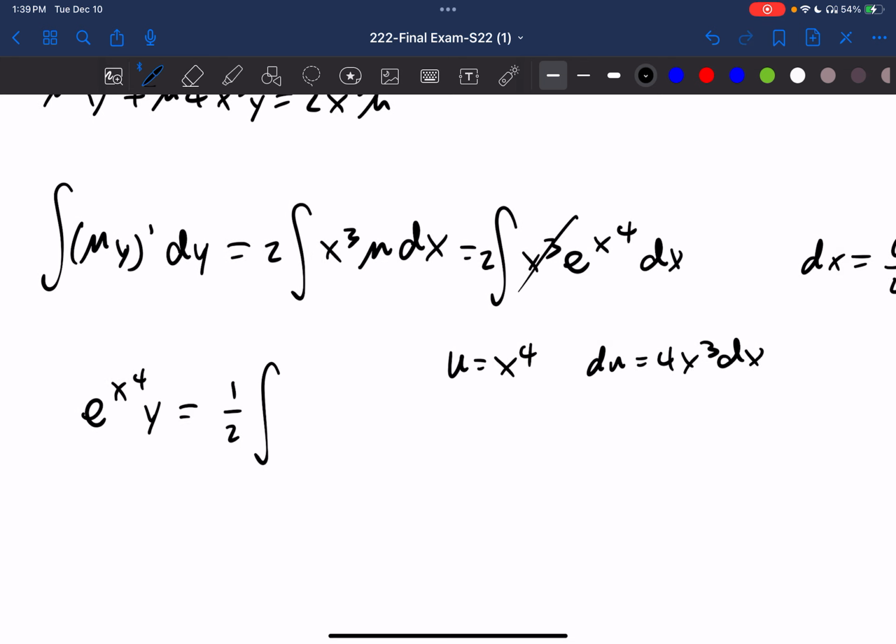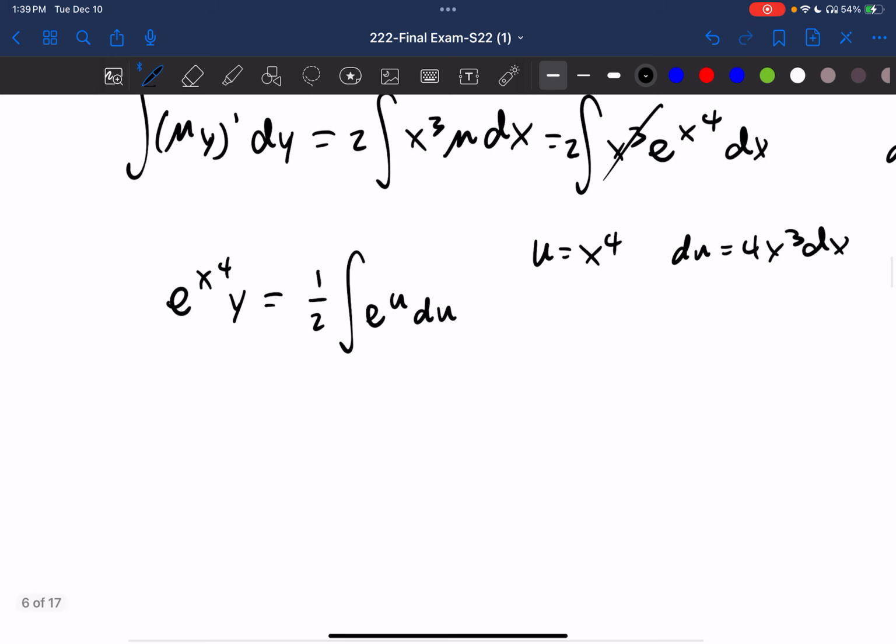The integral of e to the x to the fourth power, we set that as u. So it's just e to the u power du. Now this is very basic. I wrote this wrong, sorry. It will be equal to 1/2 times the integral of e to the u, which will be e to the u. And we set u as x to the fourth power. Don't forget the plus c.